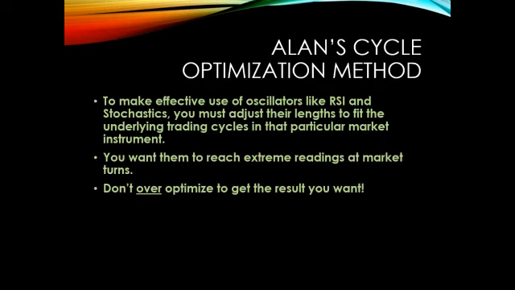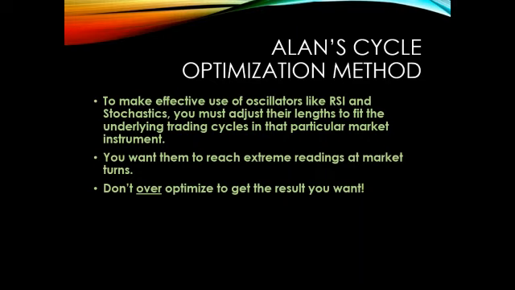Now, to make effective use of these oscillators like RSI and stochastics, I believe you have to adjust their lengths to fit the underlying trading cycles in that particular market. This is a classic error when new users start to use the cycles and use the stochastics. You can't just bolt on a default 14-day stochastic and expect it to work in every market. What you want is for them to give you some usable information telling you when the market is topping out or bottoming out. So you want the oscillator to turn at about the time the market's making those reversals.